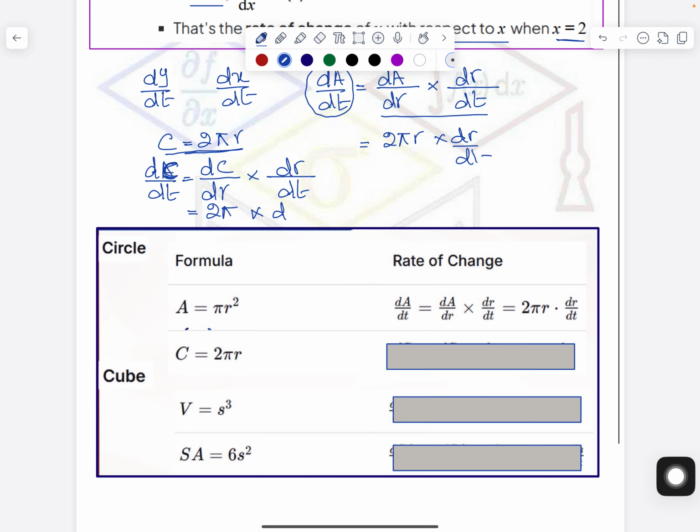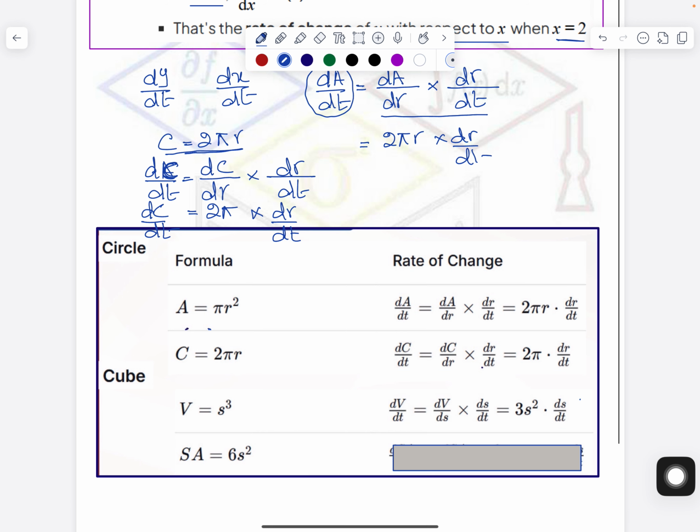Now these other two terms, the radius with respect to time and the circumference with respect to time, information will be given to you in the question. At this point, I'm just telling you how to make the chain rule. So now you can pause the video and try to find the rate of change of volume of a cube and the rate of change of surface area of a cube. This is just for the sake of practice.